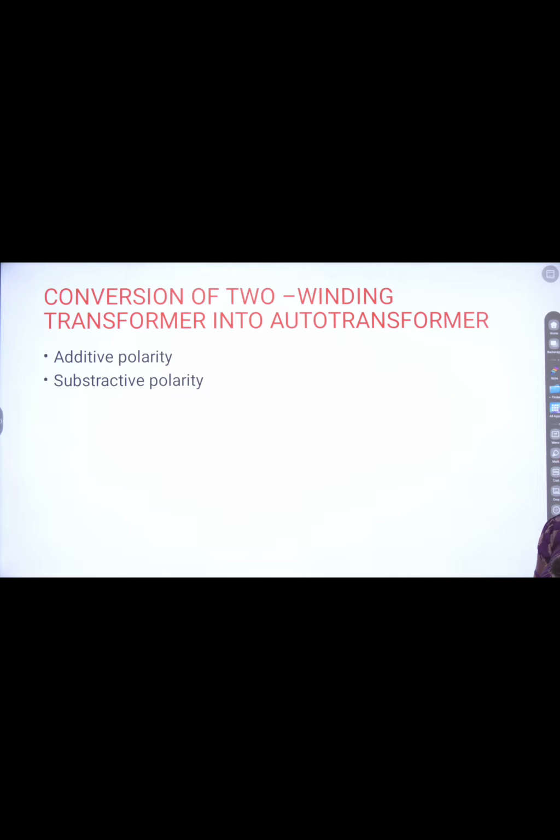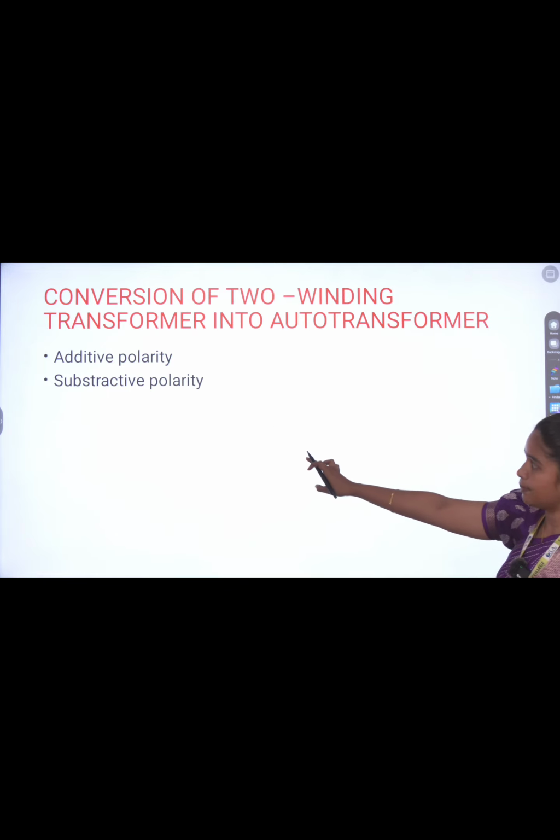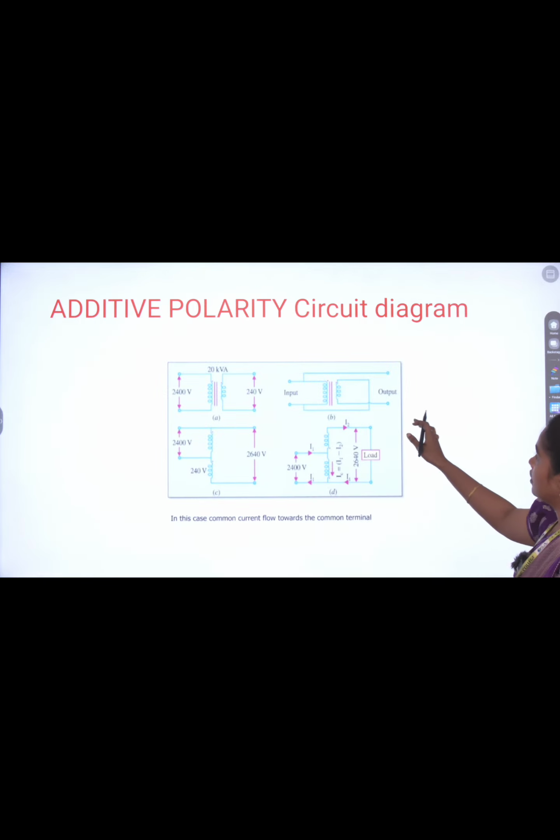So, next one is conversion of two winding transformer into auto transformer. It is of two types. First one is the additive polarity and second one is the subtractive polarity. And first is the additive polarity circuit diagram. Additive polarity is nothing but a step up transformer. It performs as a step up transformer.